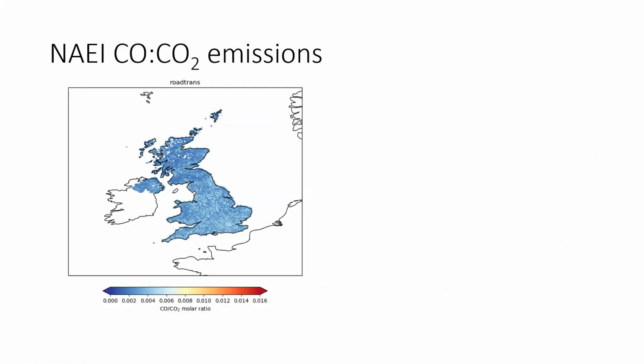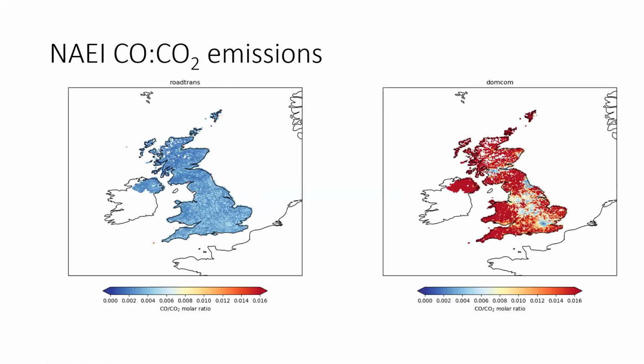Although partly that's just the scale of this plot, you can always pick out the M25 around London. Whereas if you look at something like domestic combustion, so our boilers and so on, this is where you see a real urban-rural divide. Basically, urban emissions here seem to be a lot cleaner, in the sense of less CO, compared to more rural areas.